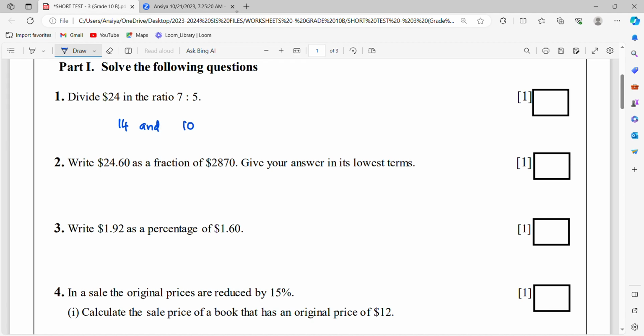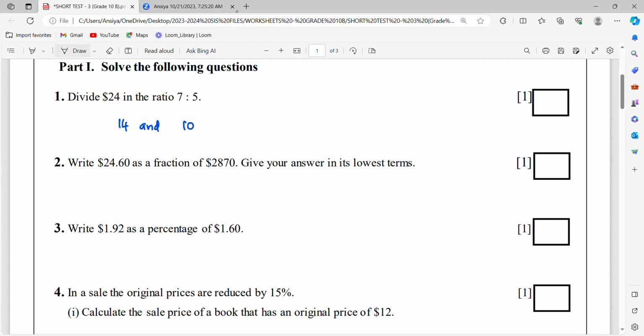Show your workings, whichever method is easy for you. Question number 2. Write 24.60 as a fraction of 2870. Give your answer in its lowest form.